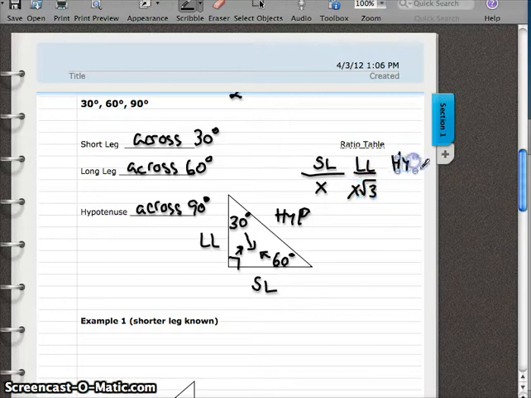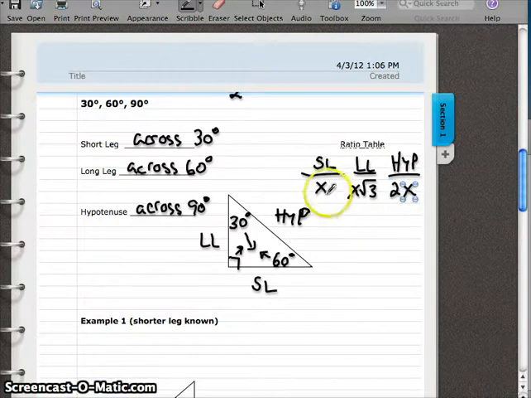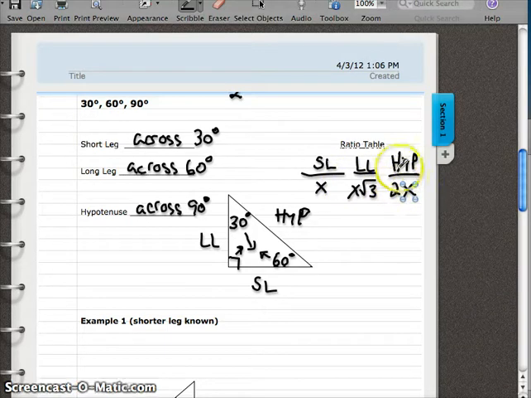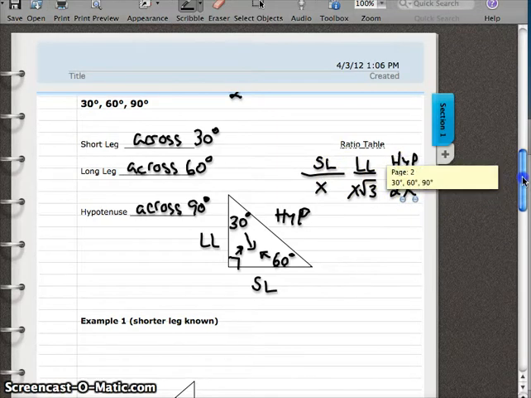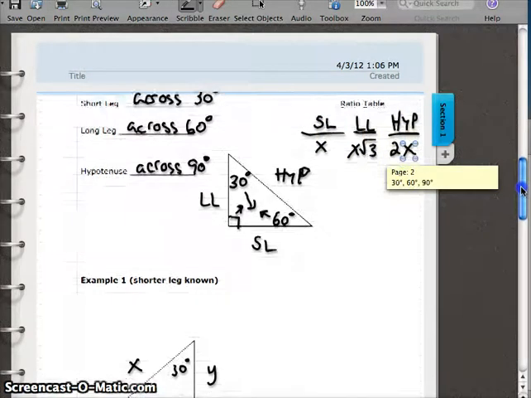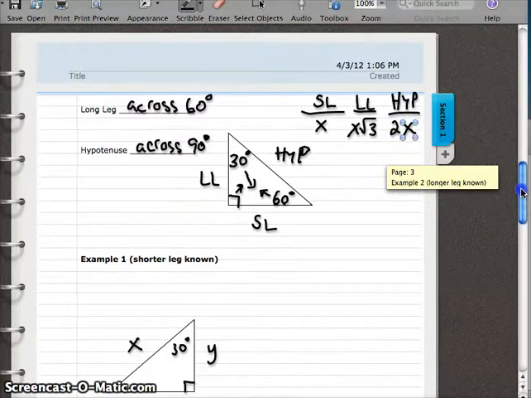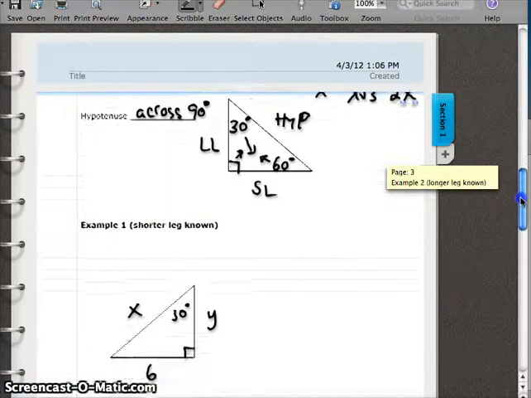And our last one is going to be the hypotenuse, and it's always going to be double the short leg, or 2 times the short leg. And vice versa, if we know our hypotenuse, the short leg is going to be half of whatever the hypotenuse is. We'll see that in an example coming up here. So label those pieces so that you can throw them into these 3 formulas here.